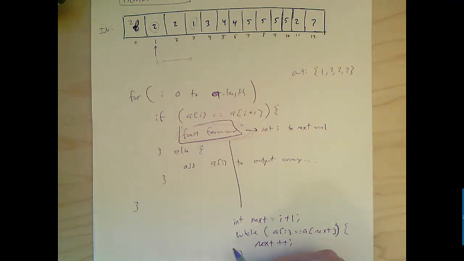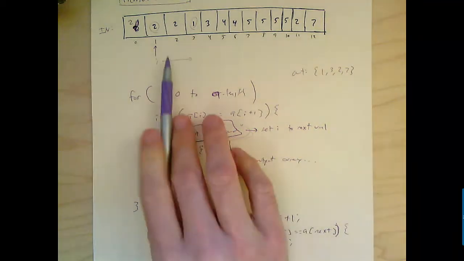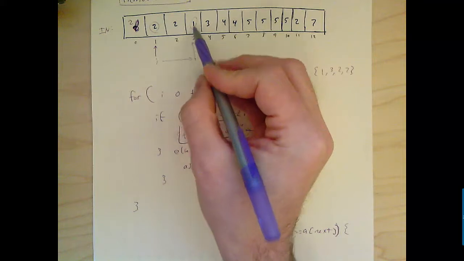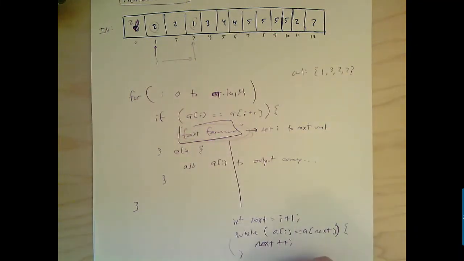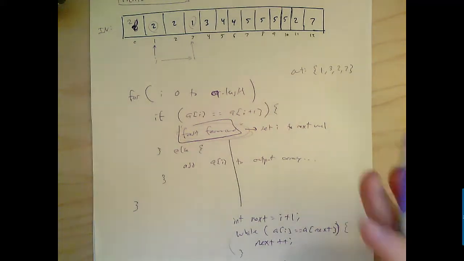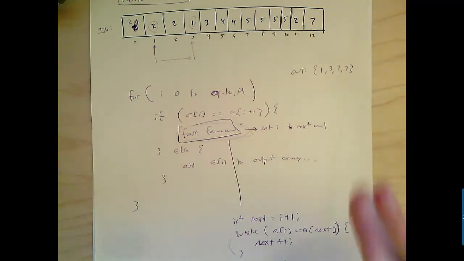Something like that. So once this while loop is done, I know that my next pointer must be pointed to the location where it's a different number. And so then I can set I equal to next and move on. Okay, so there's a whole bunch of kind of lurking bugs in here, but this is a thing that's roughed out and is probably going to work. So let's take a look at some of the bugs.